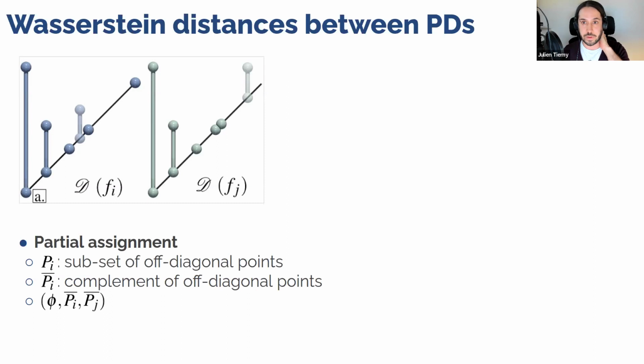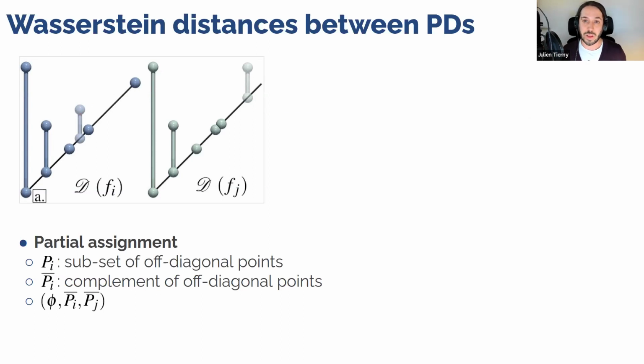So for this, I will introduce the notion of partial assignment. For that, I will consider a subset pi of the off-diagonal points of di, and pi bar will be the rest of the off-diagonal points of di, which is, for instance, shown here in transparent.